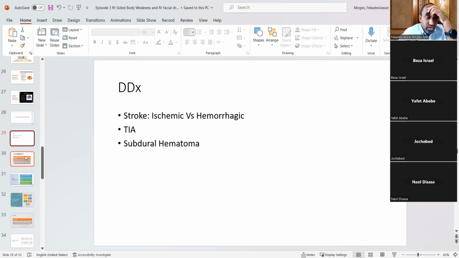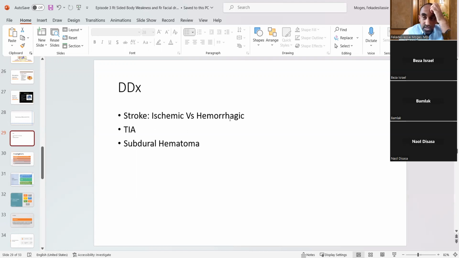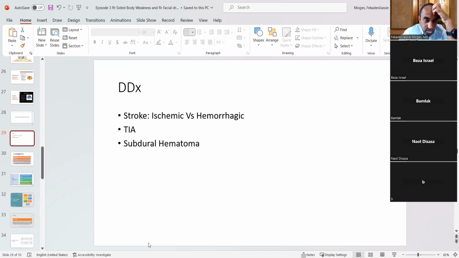Good. Imaging. What other imaging do you want to do? You mentioned non-contrast CT. Why do you want to do non-contrast CT? To rule out hemorrhagic stroke. Yes, hemorrhagic stroke has to be excluded first because it's very dangerous. If you are dealing with hemorrhagic stroke and you give alteplase or whatever, you may kill the patient, right? So you want to exclude bleeding before you blame it on ischemic stroke.